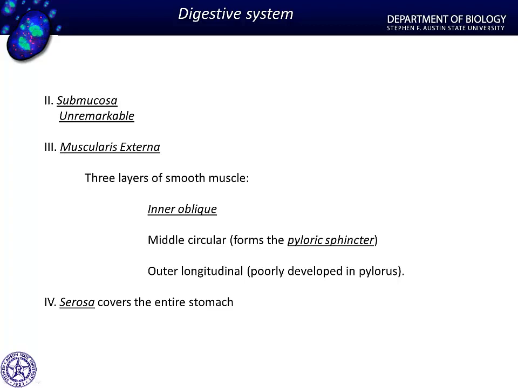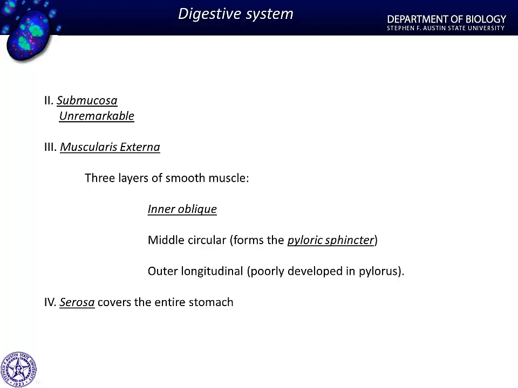The muscularis externa, we have 3 layers in the stomach, as we saw in our diagram, our illustration. We have an inner obliquely arranged muscle. Now that's going to be new compared to what we see everywhere else. And we have a middle circular and an outer longitudinal. So we're adding that inner oblique to our generalized plan.